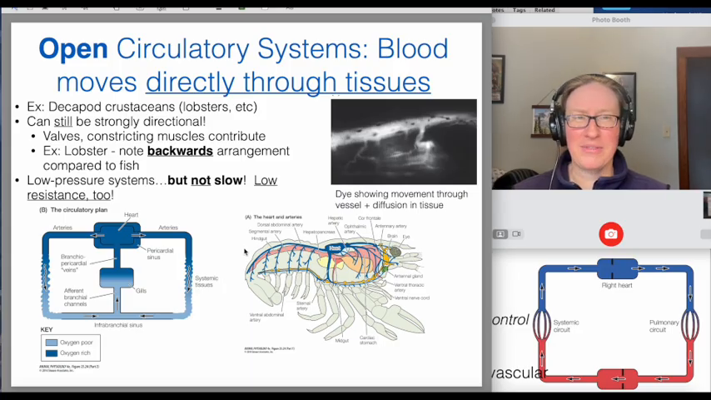It can't blow out the tissues. So it's a low pressure system, but it is not a slow circulatory system. So here's a photograph showing a procedure just to trace the path of blood.